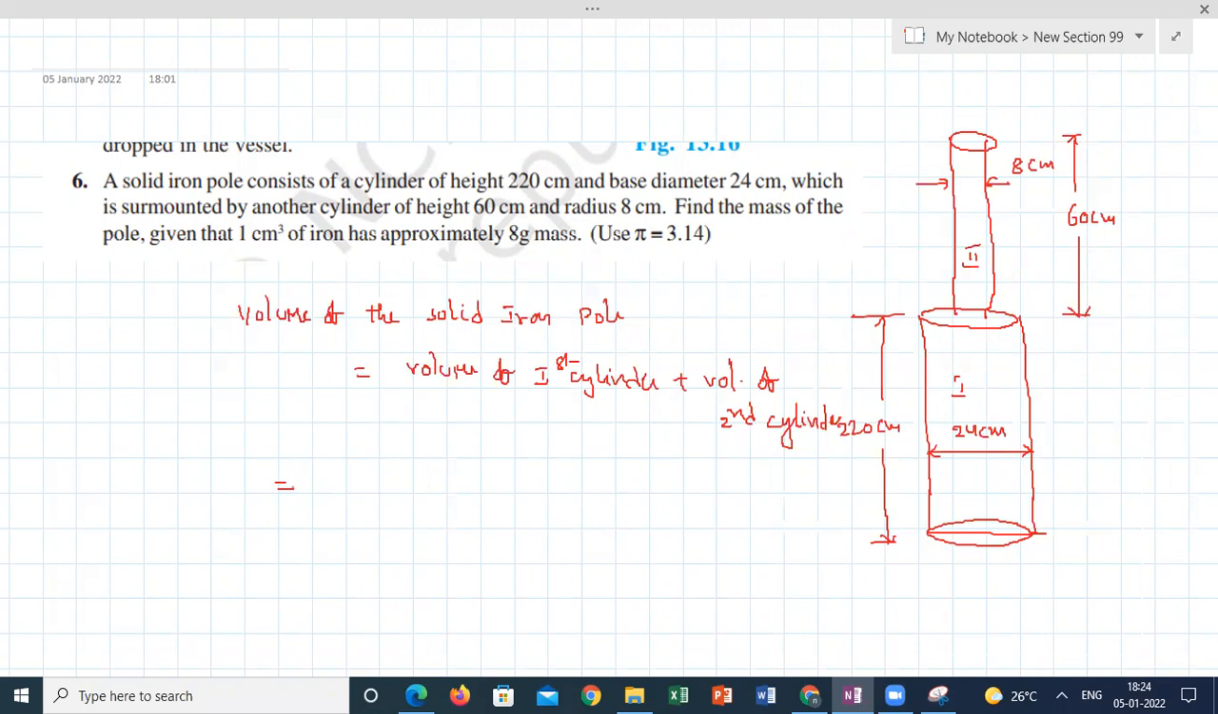Calculate and let me know what is the volume of the total solid iron core. Please calculate the volume and let me know what volume you are getting.